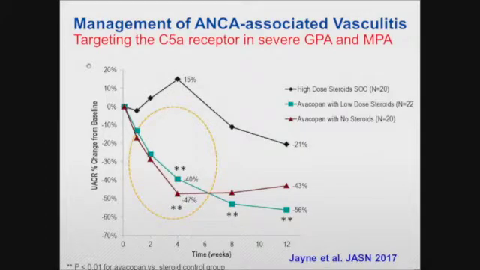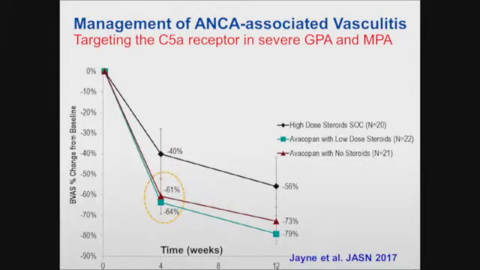So the first small study in 60 patients was conducted in Europe, and the patients either received the high-dose steroid use as normal, or they received avacopan, which is the new drug, with low-dose steroids, or avacopan and no steroids at all. And on this y-axis here, you see the Birmingham Vasculitis Activity Score, which is a scoring system we use in clinical trials to measure disease activity.